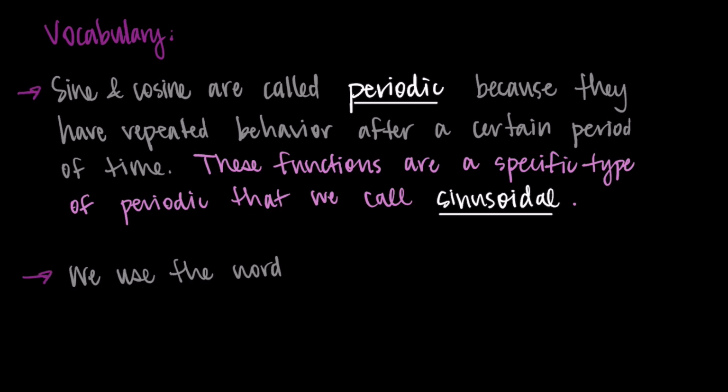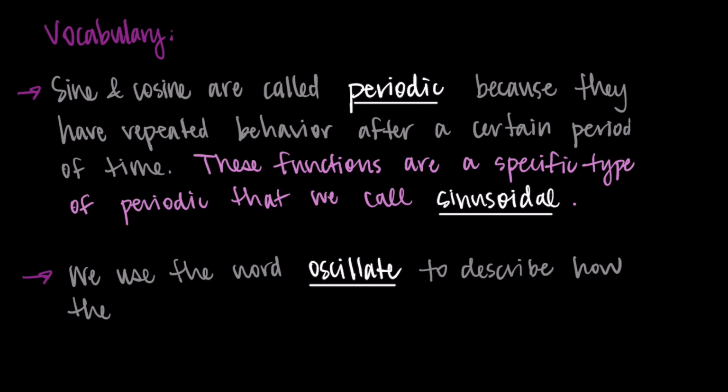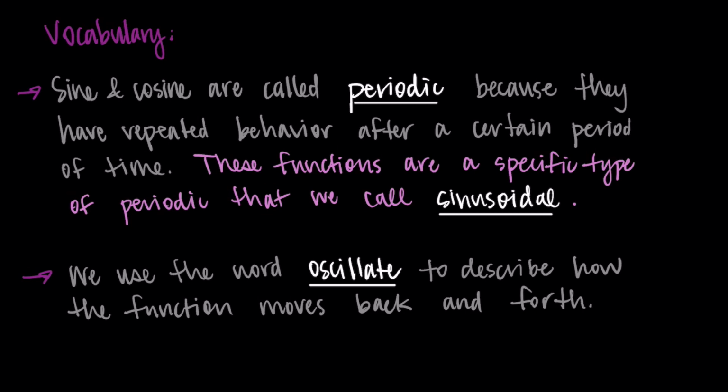Then we also will use the word oscillate to describe how the function moves back and forth. You've probably heard this word outside of a math context, and we use it in math too, just to indicate that the function is sort of bouncing back and forth between these values as it continues to repeat itself.